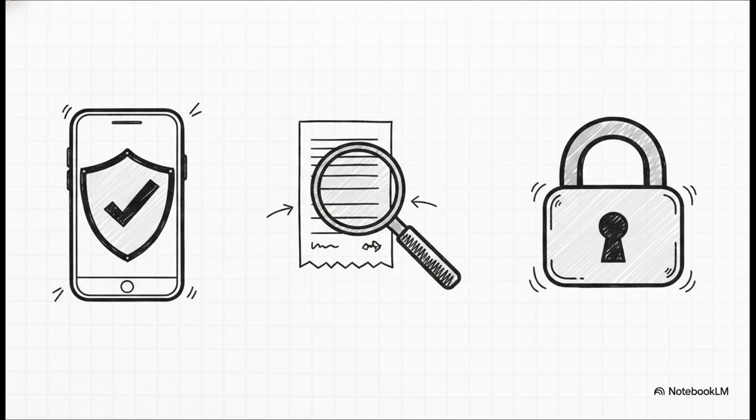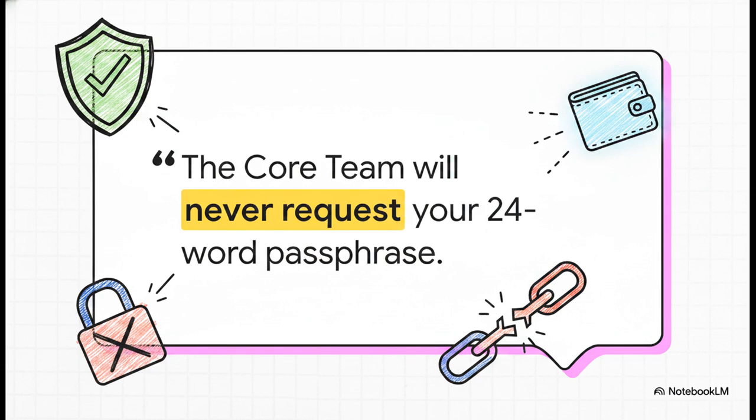And Rule 3, which is the absolute most important rule of them all, the zero passphrase policy. The documentation gives us this absolute baseline rule, and I'm going to quote it directly. The Pi SDK, core team, and legitimate developers will never request your 24-word passphrase. Let me say that again. Never. This is your ultimate zero passphrase policy.